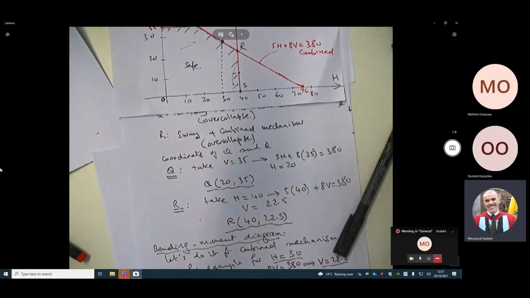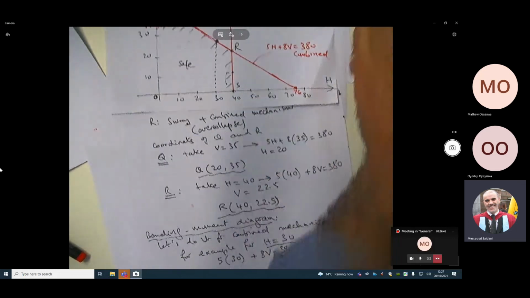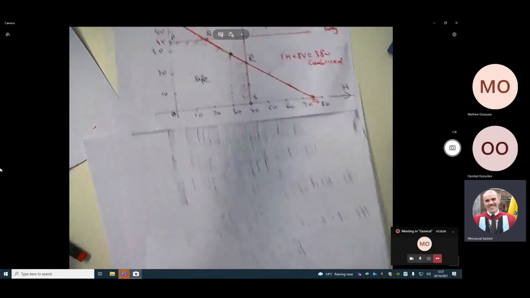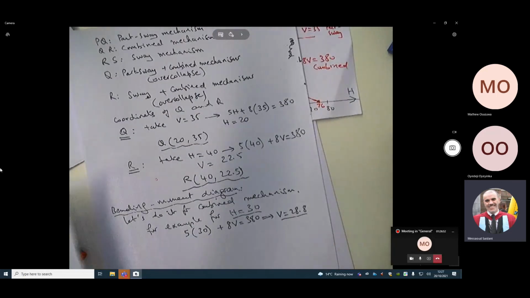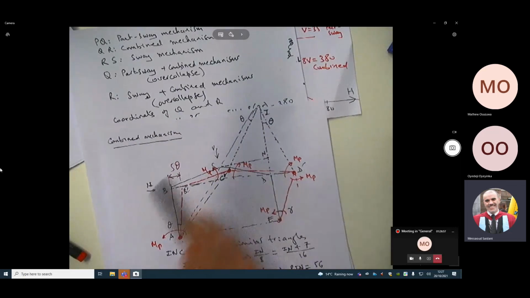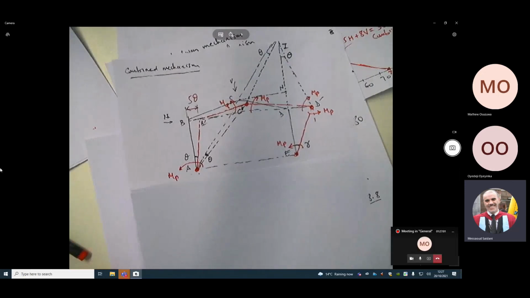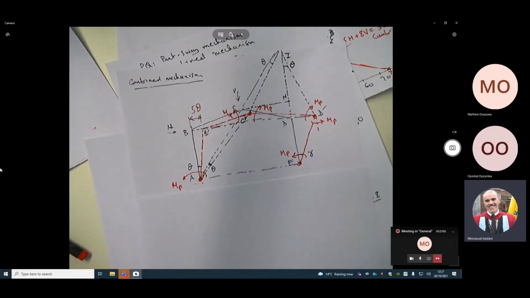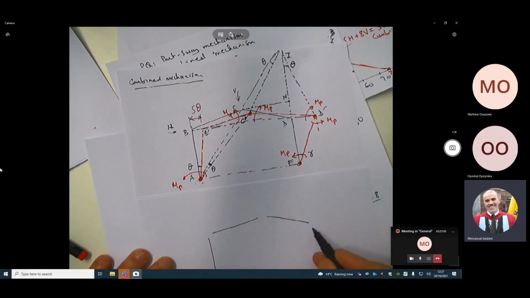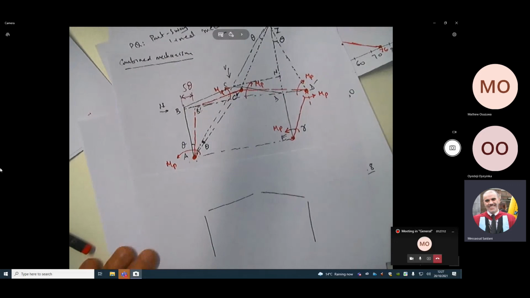So let's do it. Now, where is the combined? Okay, this is the combined mechanism. So let me do it here. Okay, please follow this carefully with me, please.